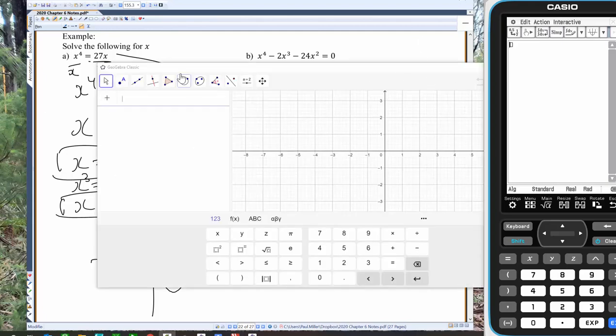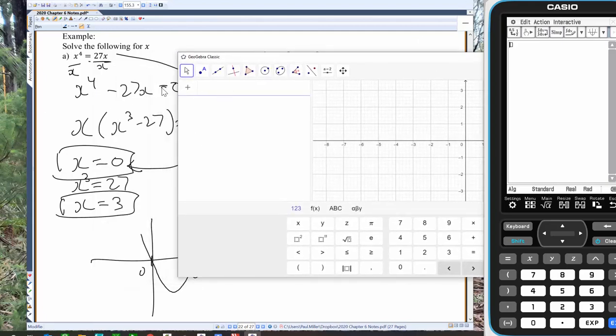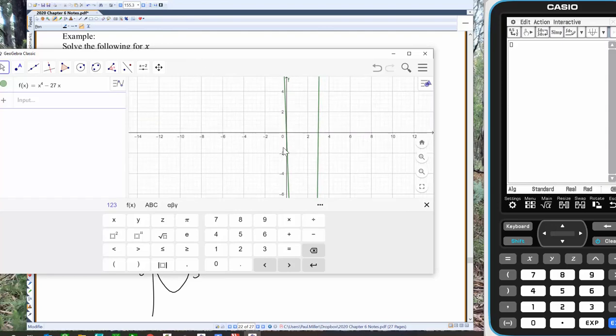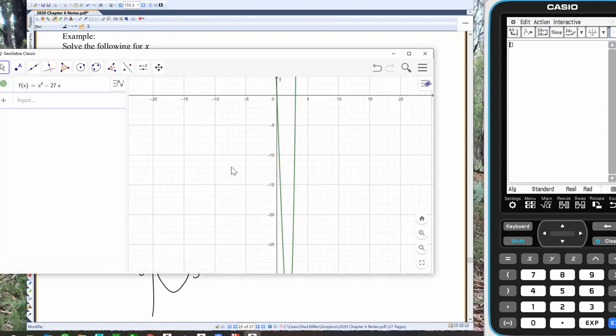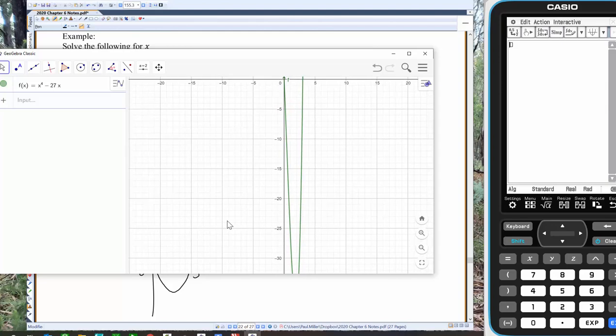All right, I've just swung into GeoGebra, and we're going to graph f of x equals x to the 4 take 27x. Oops, I just had a quick look to the right and thought, what graph is that? So, 27x. All right, so we've got our standard upright quartic there, with a turning point way down there somewhere.